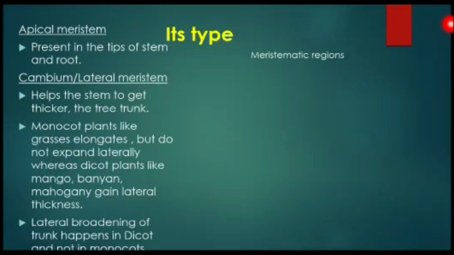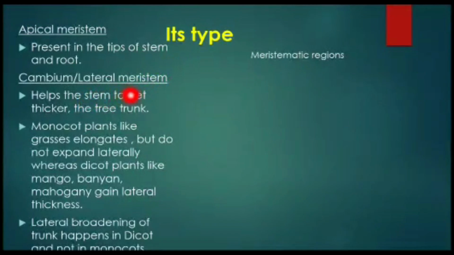So here, if we see the types of meristematic tissue, we first see the apical meristem, then the cambium, which is also known as lateral meristem. Apical came from the word apex, which means tip of stem and root. Every stem and root has a tip where the cells are highly active and keep on dividing. So you will find your small plantlet growing into a big tree.